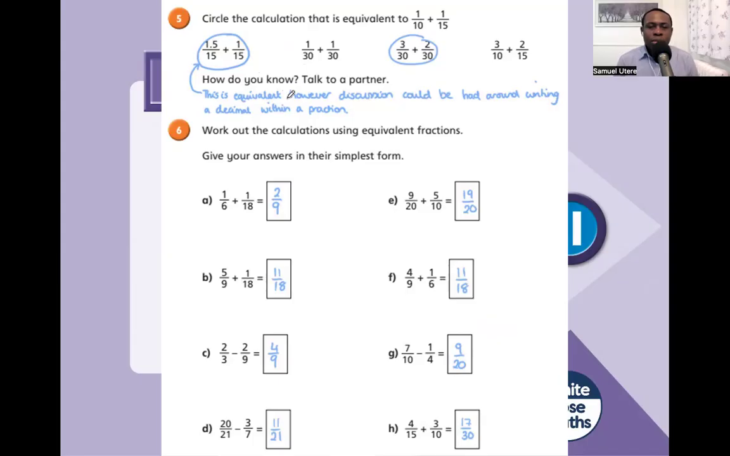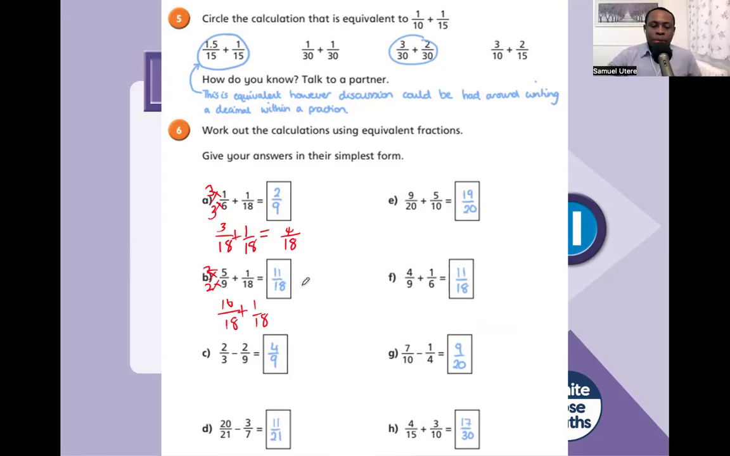Next, we're asked to work out the calculations using equivalent fractions and then to give your answer in its simplest form. So I'll just discuss this quickly and then you can check the results for yourself. This one, we need to make it 18. So that will be to multiply by 3 each time. So that will be 3 over 18, add 1 over 18, which will be 4 over 18, which if you simplify will be 2/9. Here, you need to multiply by 2. And then this will be 10 over 18, add 1 over 18, which will be 11 over 18.